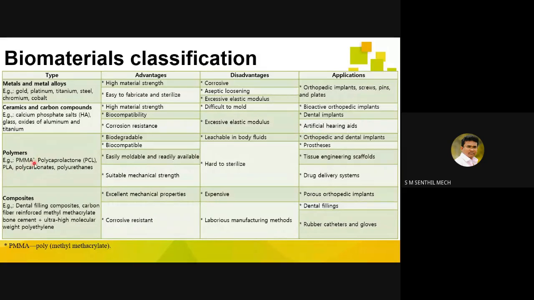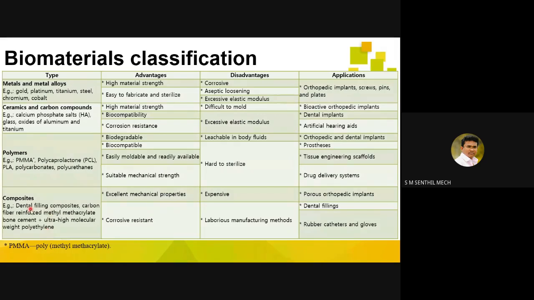And of course, the polymers. Polymers like PMMA, which is polymethyl methacrylate, given at the bottom, and polycaprolactone and PLA, polycarbonates, polyurethanes. These polymers are biodegradable and biocompatible. So these are the ones most widely used for tissue engineering scaffolds and drug delivery systems. Okay, but they won't be used for actual implants because they are very hard to sterilize. Okay, but when I come to composites, they have a variety of implant applications.